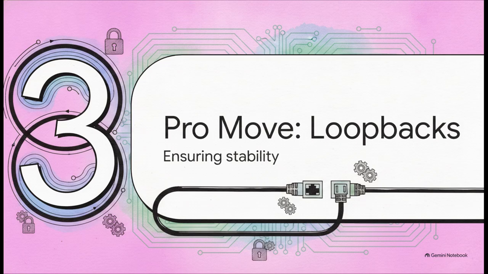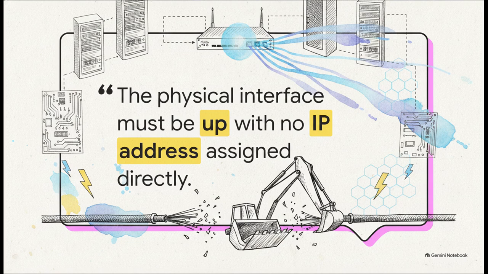Section 3. The pro move. Loopbacks. Ensuring router stability. So now that we've sorted the physical and logical issues, let's look at a fantastic preventative measure engineers use to ensure rock-solid stability. This is the pro move, the loopback interface.